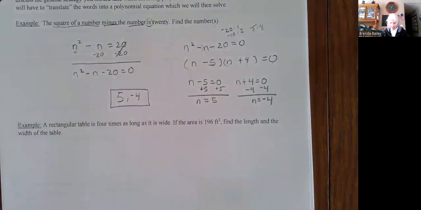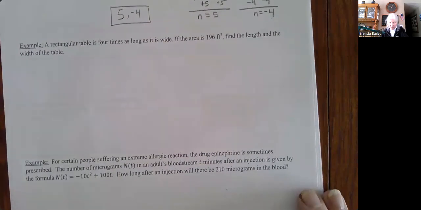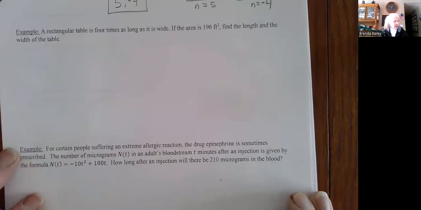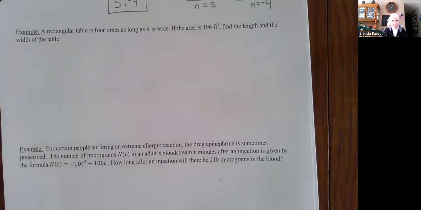All right, let's look at another one. A rectangular table is 4 times as long as it is wide. If the area is 196 square feet, find the length and width of the table.